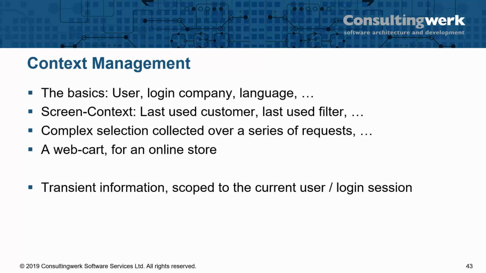It might be a web cart if you're delivering more like a shopping application. The web cart is part of the screen context. And typically that's transient information that's scoped to the current user or user login session. And in existing GUI applications, how do you deal with context? You might have global shared variables. You might have persistent procedures or classes, all these kinds of things.